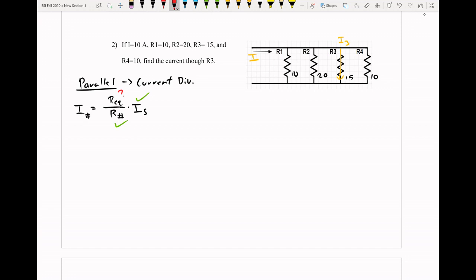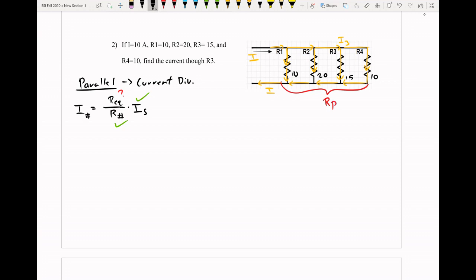So we have to ask ourselves which R parallel we are going to use. If we look at our current here, the current is going to come this way, break off, send some that way, break off, send some that way, and then do this whole song and dance where it breaks up and meets back up. So it forms I again. Since this I current is breaking up across all of these resistors, this is going to be our R parallel. We're going to use all of them.